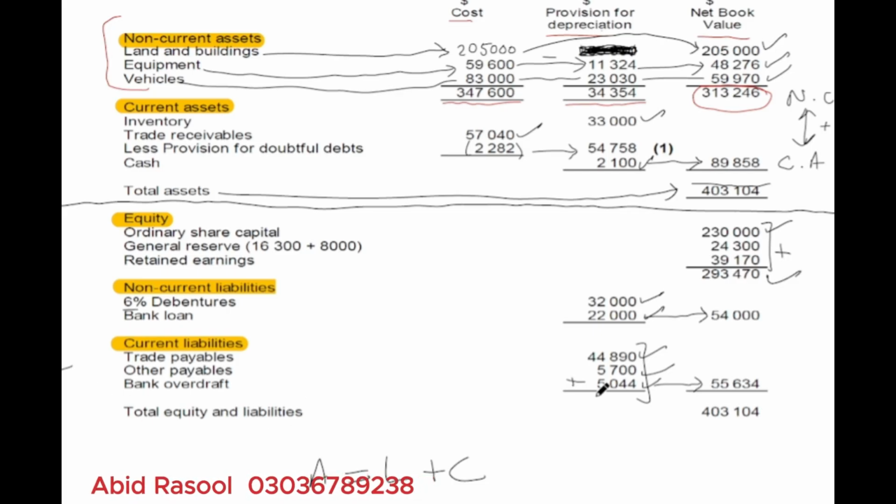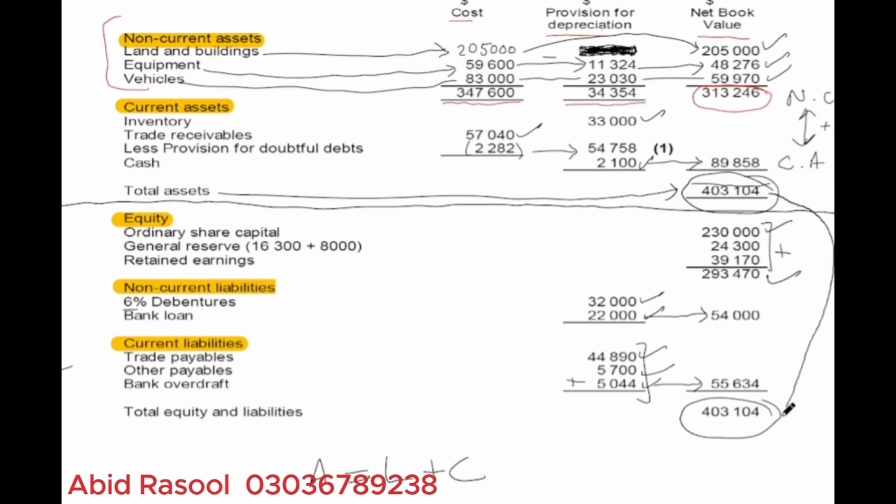Now we have to add up these capital and liabilities: 293,470 our equity total, non-current liabilities total 54,000, and current liabilities total 55,634. And then we get 403,104. Here the same 403,104, both answers are matching. It means there are chances that we have done the correct work.